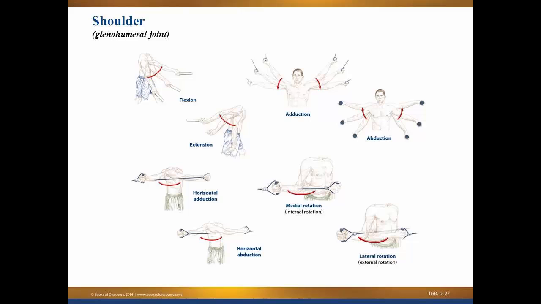So next on our slide, you'll see here some examples of medial rotation, which we've seen already, and lateral rotation. This can also be called internal and external rotation of the shoulder joint. And in the lower left corner of this slide, we switch to thinking about the horizontal plane.